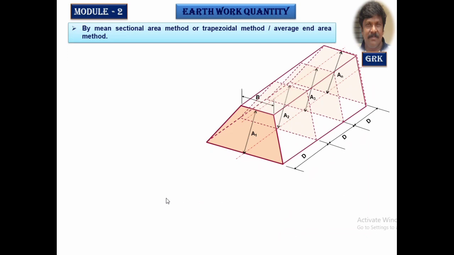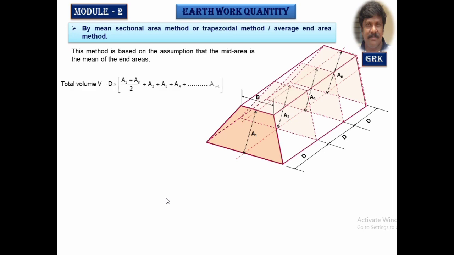If it is a multiple section, calculate the areas of each section. The distance between them is D. It is called the interval, that is the distance between two successive sections. It's given by the formula: D into the average of the first and the last section areas, (A1 + An)/2, plus the summation of the remaining areas between A1 and An. Between the first and the last section, whatever the areas are, just add them up. You can write it like this, or you can write it like this: D by 2, taking 2 outside, into the areas of the first and the last section plus twice the summation of the remaining sections.